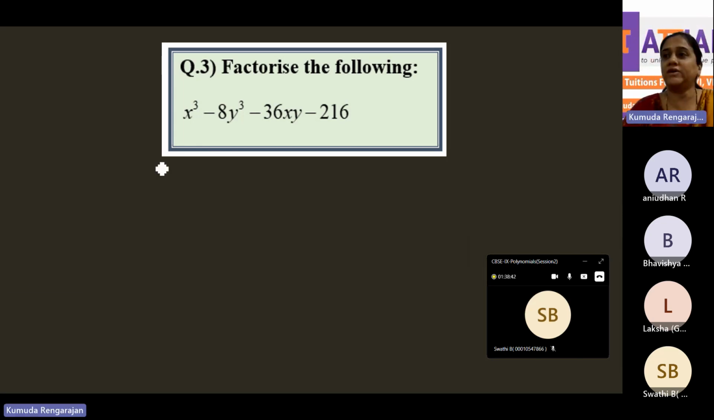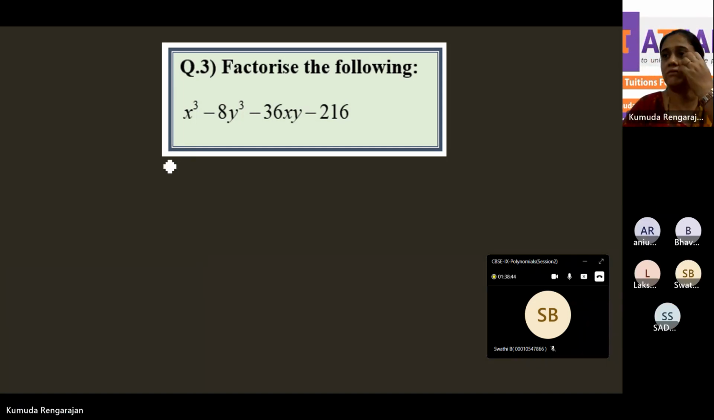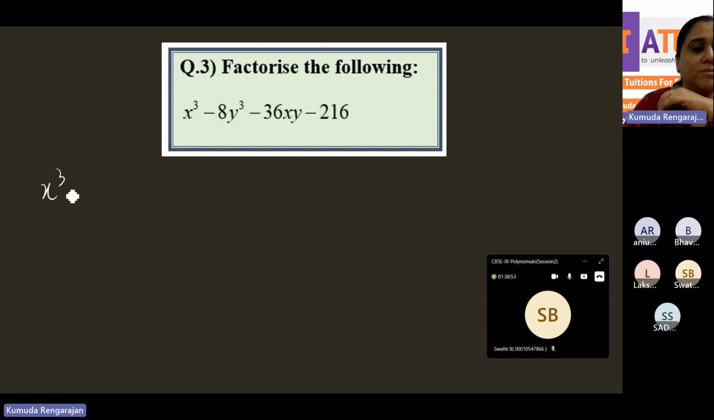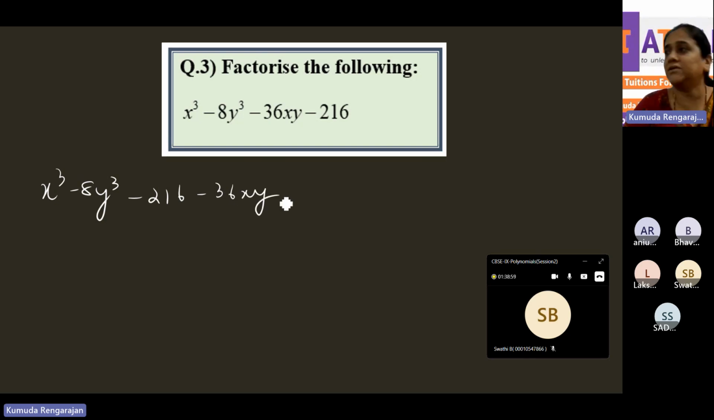Okay. So how many perfect cubes are there in this expression? 3, ma'am. There are 3 perfect cubes. Write the 3 perfect cubes in order: x cubed, 8y cubed, 216, minus 36xy. Put that in the end. So this is what a cubed, b cubed, c cubed. Then this should be 3abc. This is the only identity that has 3 perfect cubes. In the list of identities, you will not find any other identity with 3 perfect cubes.